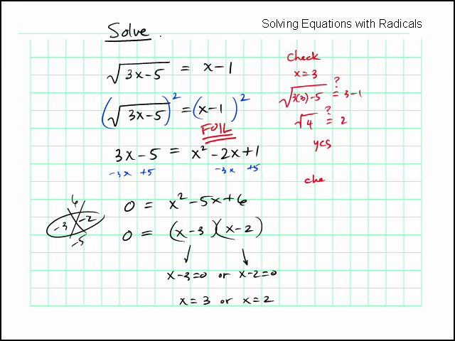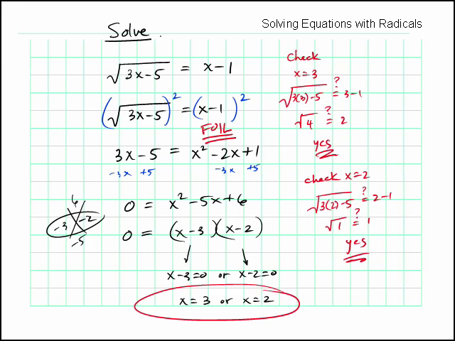Let's now check x equals 2 as a possible answer. I'm going to plug 2 into the original equation. Is the square root of 3 times 2 minus 5 equal to 2 minus 1? This is the square root of 1, and is that equal to 1? Yes, it works too. So this time, both answers work. They're both solutions, and so my solution set is 2 and 3. Two solutions to our equation. Very good. Okay, moving on.